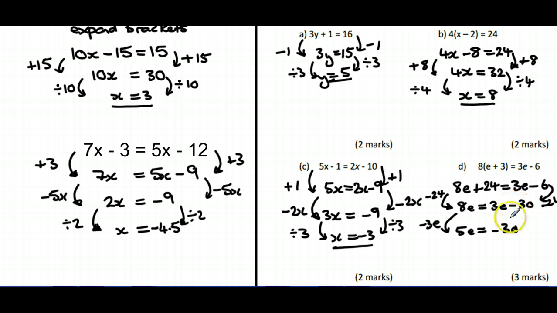A lot of students seem to lose the negative when this happens. Please do try and pay attention to that and make sure that you're not one of those students. And then finally, if we've got 5e, I need to divide it by 5 to discover that one of those e's on this occasion has a value of minus 6.